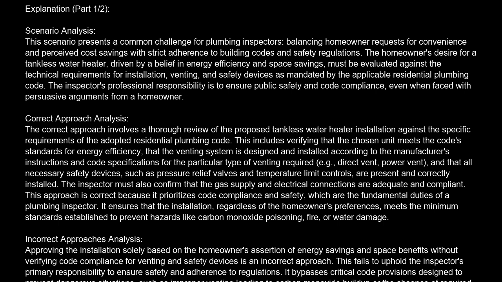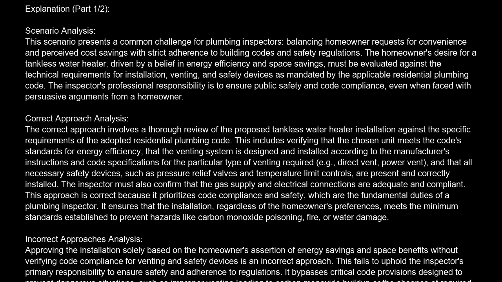The homeowner's desire for a tankless water heater, driven by a belief in energy efficiency and space savings, must be evaluated against the technical requirements for installation, venting, and safety devices as mandated by the applicable residential plumbing code. The inspector's professional responsibility is to ensure public safety and code compliance, even when faced with persuasive arguments from a homeowner. Correct approach analysis. The correct approach involves a thorough review of the proposed tankless water heater installation against the specific requirements of the adopted residential plumbing code.